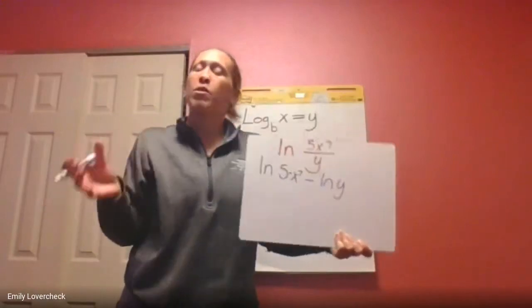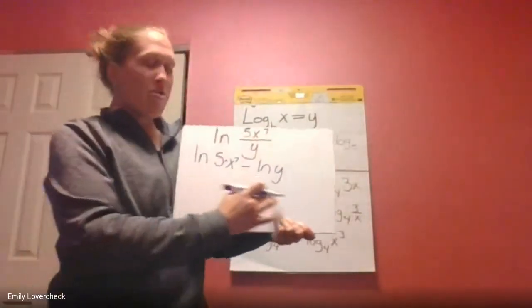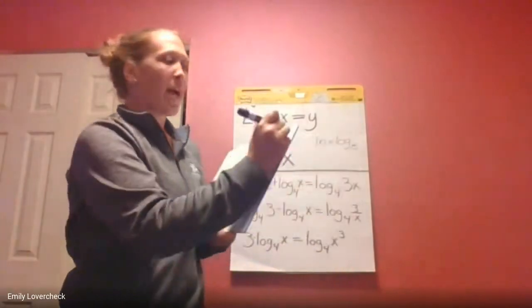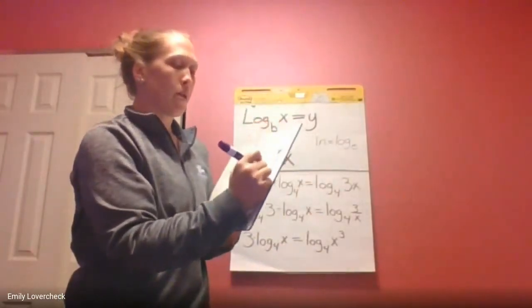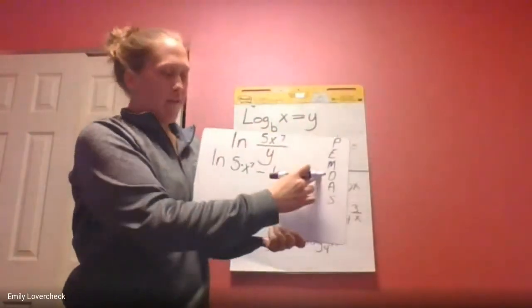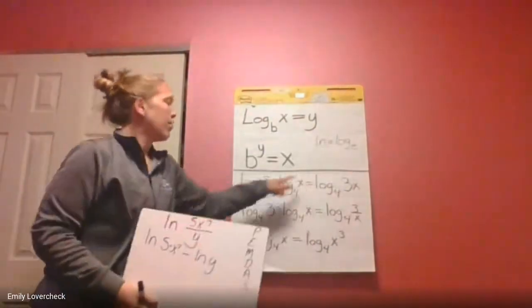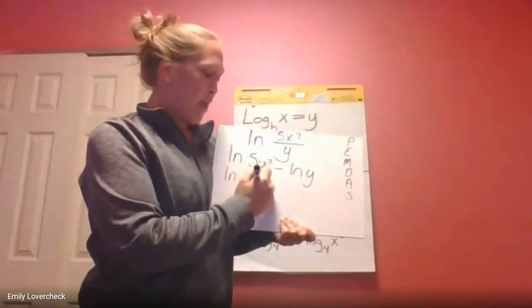So now I'm going to handle this multiplication. Again, backwards PEMDAS. So I'm handling my division, now I'm handling my multiplication. So multiplication means addition. So I end up with the natural log of 5 plus the natural log of x to the 7 minus the natural log of y.